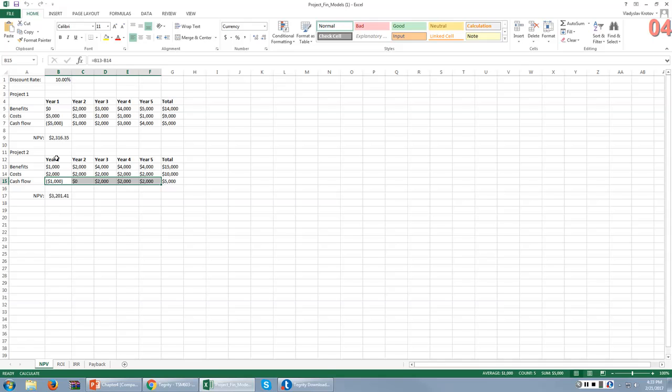Now, there is one interesting observation. If you look at cash flows, net benefits, the totals are the same for project 1 and project 2, $5,000. So that's your positive return. The question becomes, are those two projects equivalent or not?